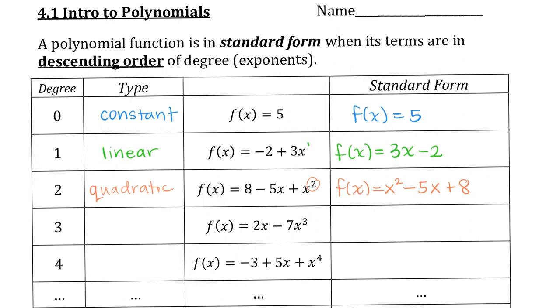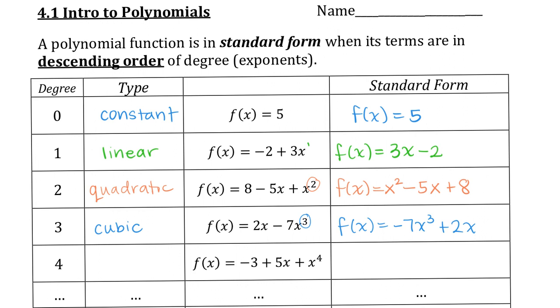Okay, next one. Degree 3. Highest exponent is this one right here. That's why it's degree 3. Degree 3, if you remember from chapter 1, is cubic, because x to the third is x cubed. Let's put it in standard form. Okay, the cubed term goes first. This is a minus 7x cubed. This whole thing goes together. The coefficient, the sign of the coefficient has to stay. And then the 2x is a positive 2x.